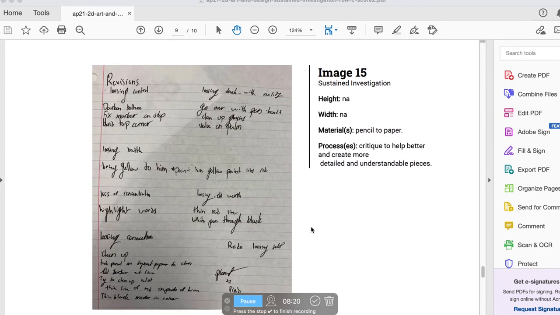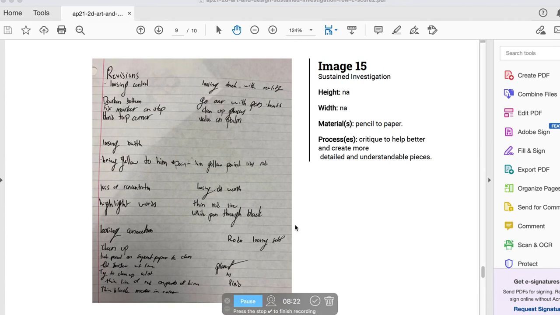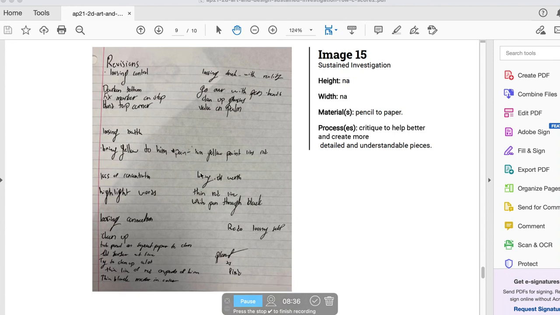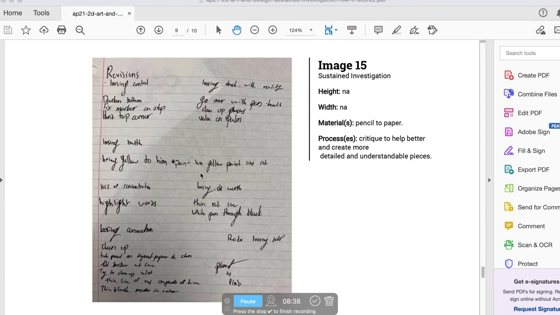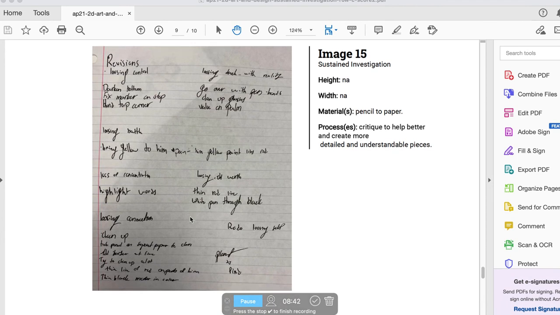And image number 15, so this is like a process image where they're telling us a little bit about what they were doing. Critique to help better and create more detailed and understandable pieces. I would not recommend something like this as a process image. You normally want to have a little bit more information than expecting the person that is scoring you is going to read everything on the sheet.